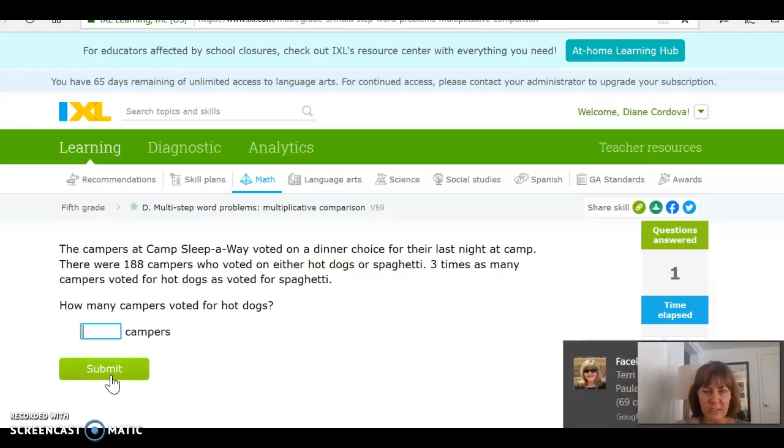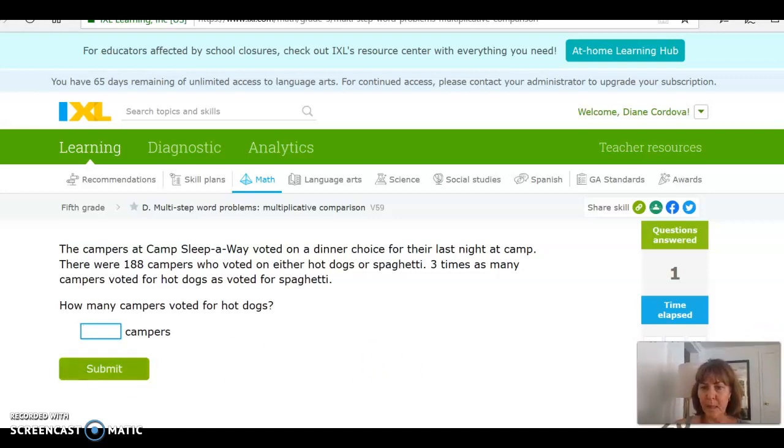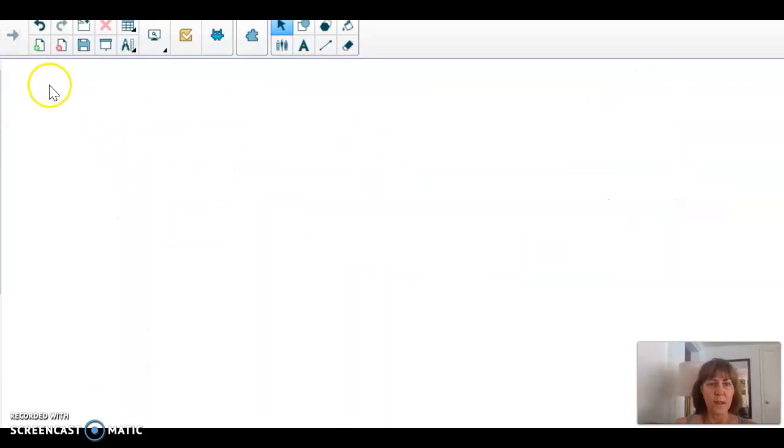Let's do one more just to practice. Okay, sorry, I know this is driving you guys crazy, but let's just make sure we get it. The campers at a sleepaway camp voted on a dinner choice for the last night at camp. There are 188 campers who voted on either hot dogs or spaghetti. 3 times as many campers voted for hot dogs as for spaghetti. So let's look at that. We have, how many did I say? 188 campers.